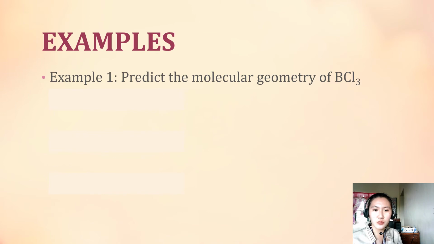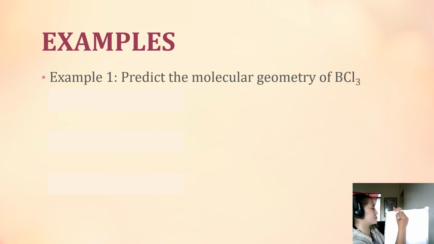So let us have here an example. First, we have to predict the molecular geometry of BCl3. So boron and chlorine 3. So boron and Cl3.